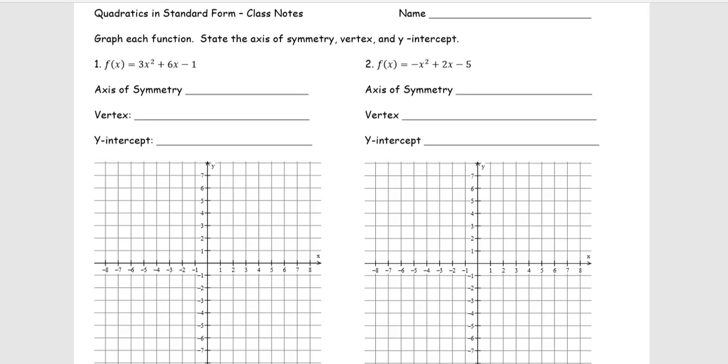So today we're going to talk about quadratics that are written in standard form. We're going to find the vertex, we're going to look at the axis of symmetry, and we're also going to find the y-intercept. You'll notice some similarities between today's lesson and the previous one, where our quadratics were written in vertex form.